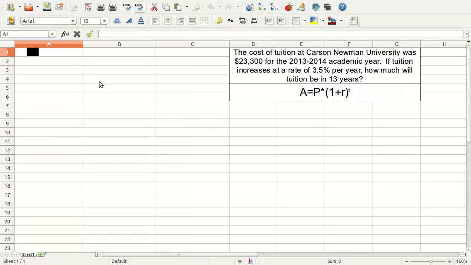What I'm going to want to do is in box A1 calculate what tuition will be in one more year. So after 1 year, what will tuition be? Or what will it be in the 2014-2015 year? So what we want to do to calculate that is take the current tuition, and we're going to multiply it by 1 plus our increase. We want our increase to be represented as a decimal, so convert 3.5% to 0.035.